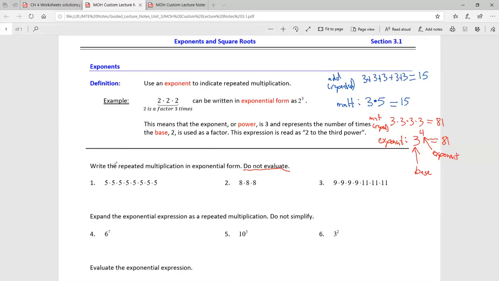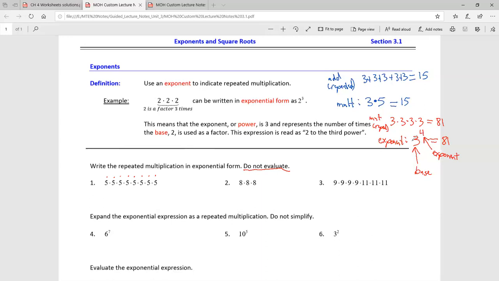So let's try this out. Write the repeated multiplication in exponential form, and again, do not evaluate. So we're going to count the 5s. I see 1, 2, 3, 4, 5, 6, 7, 8 of them. There are 8 of these 5s. So it's either going to be 5 to the 8th or 8 to the 5th. We have to make sure we get it in the right order, though.